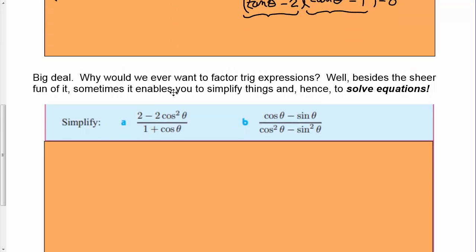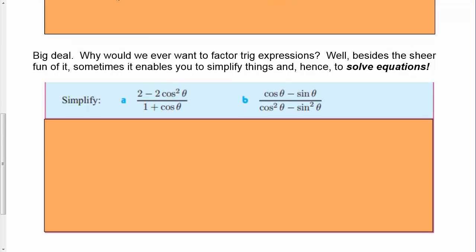Well, let's take a look at this and see it in a little more complex situation. What we want to do now is simplify this. And of course, we think about how can we factor this to simplify. And one thing people see is, well, that there's a 2 here, so we could write this as 2 times 1 minus cosine squared, right? We could write it that way. 2 times 1 minus cosine squared theta, and over 1 plus cosine theta.